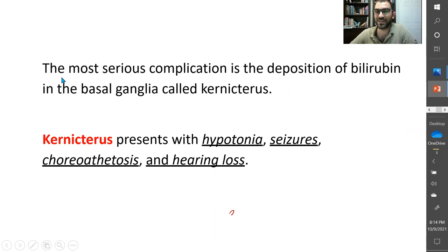So the most serious complication is the deposition of indirect bilirubin going to the brain, in the basal ganglia, called kernicterus, with hypotonia, seizure, opisthotonus, choreoathetosis, always dancing, and hearing loss and mental retardation.